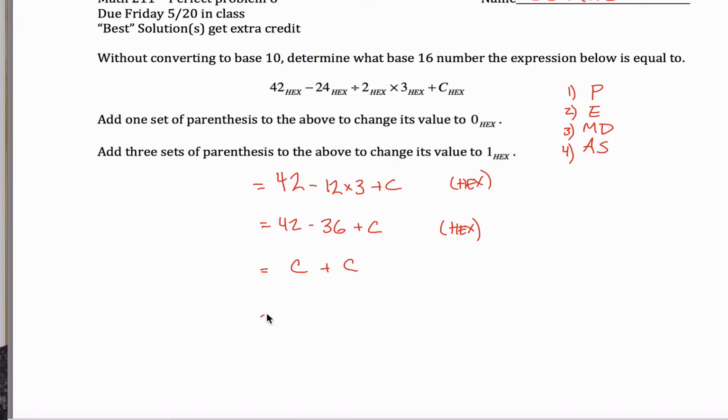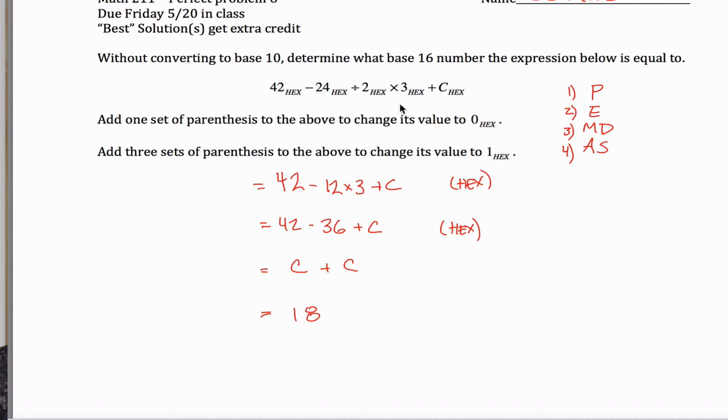And C plus C, well, that's 12 plus 12. 12 plus 12 gives me 24. But the way I write 24 in base 16 is I say that's one group of 16 and 8 singles.